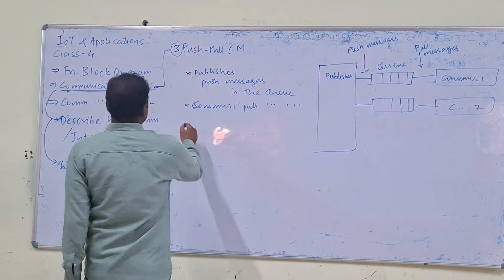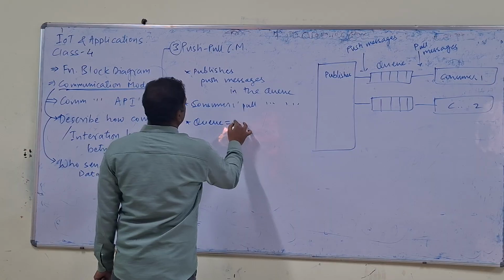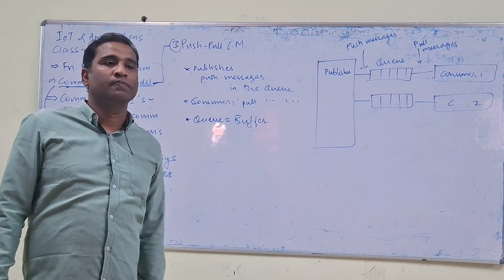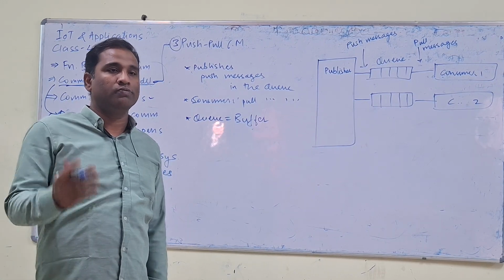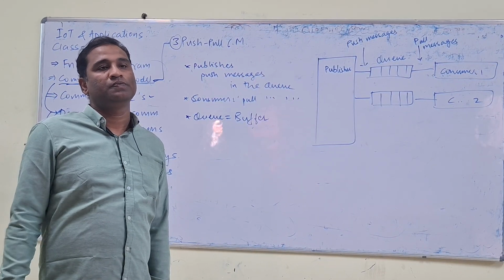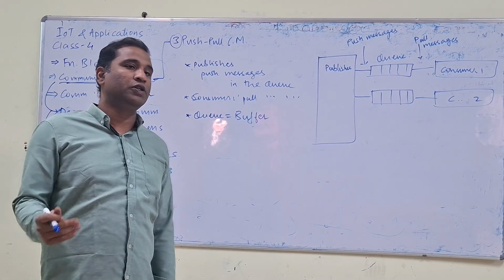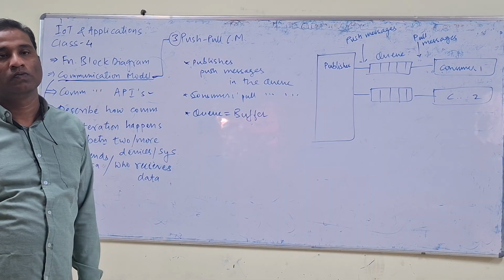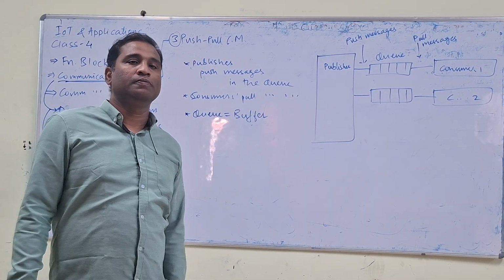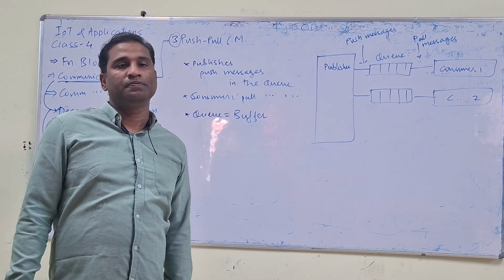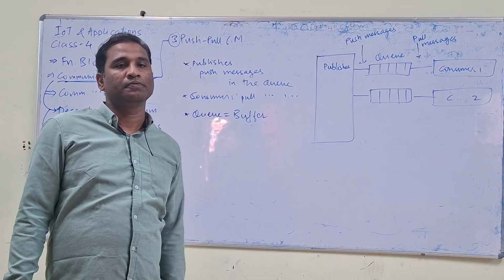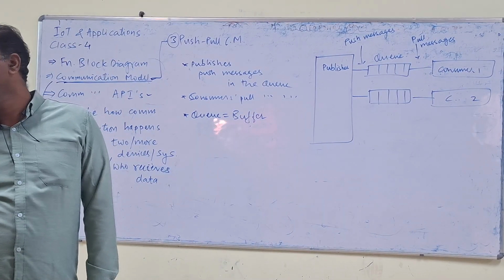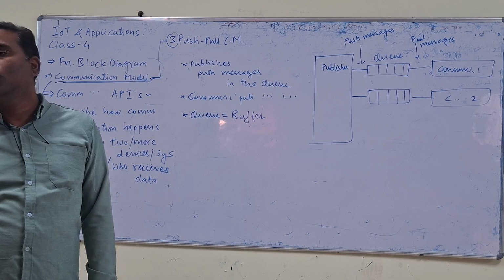Okay, I will give you an example. If I say queue is equal to buffer, now we should be able to give some explanation. Everything at once will not go to the consumer. So there needs to be storage in the kind of buffer. Consumer can access from there. No overflow.